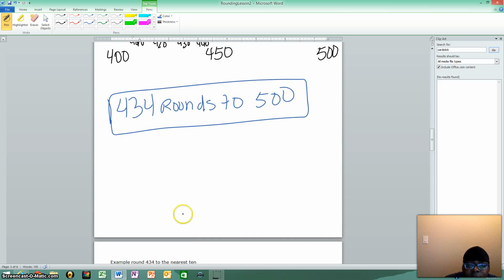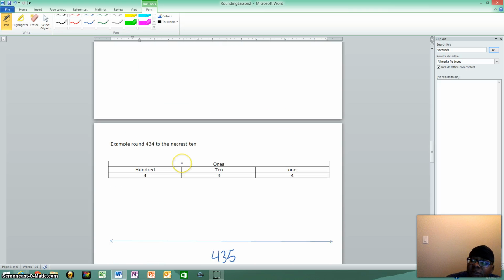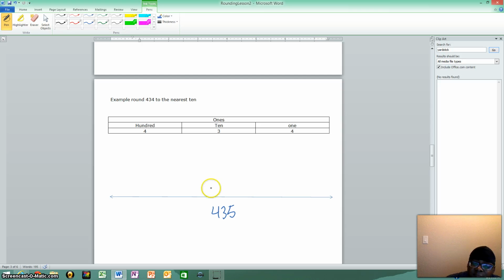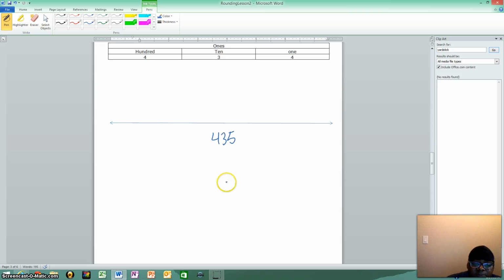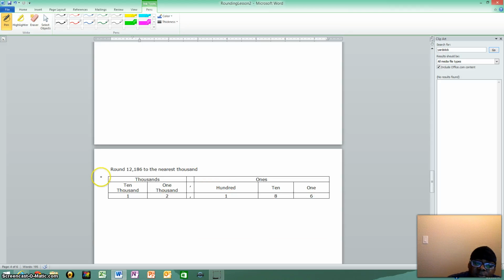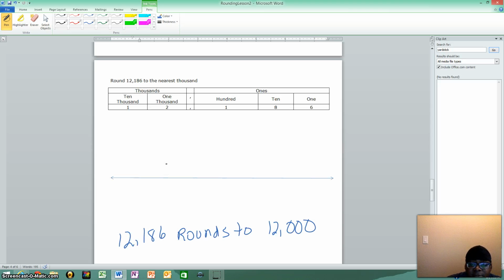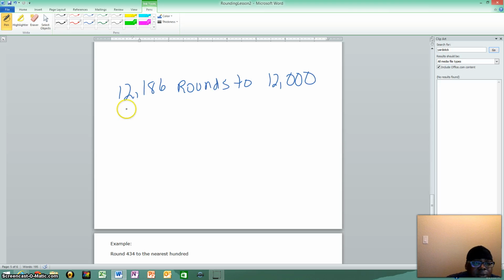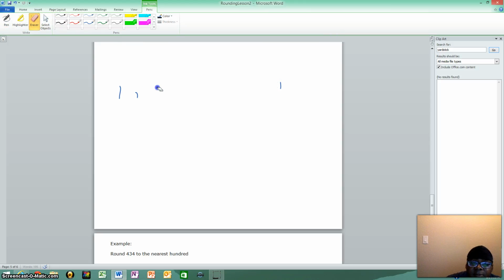Now, here's one example for you to work out. You're going to round 434 to the nearest 10. I already have the midpoint labeled for you. Now you just have to do the rest of it. Your other example is going to be round 12,186 to the nearest 1,000. Uh-oh, I didn't erase that. Y'all don't see that.